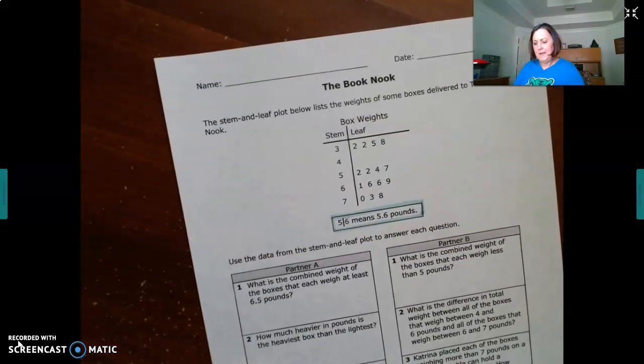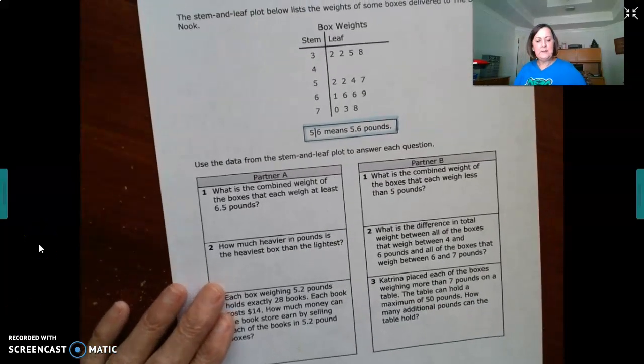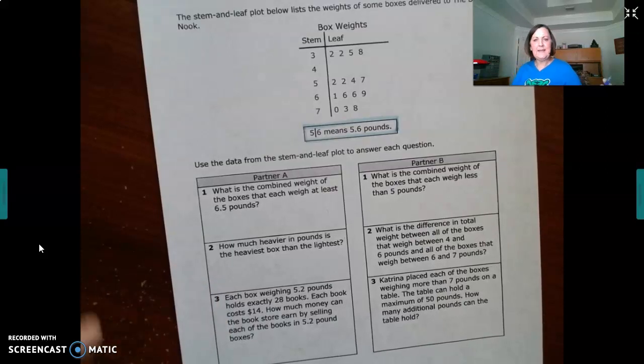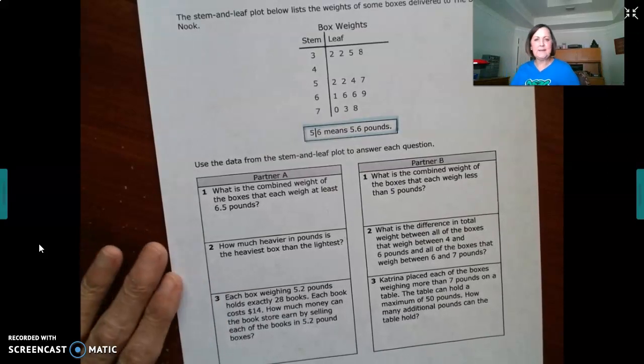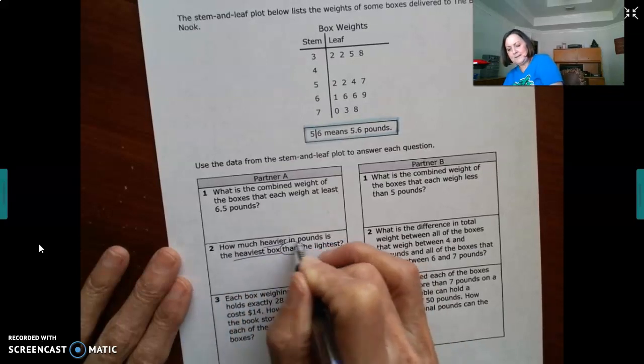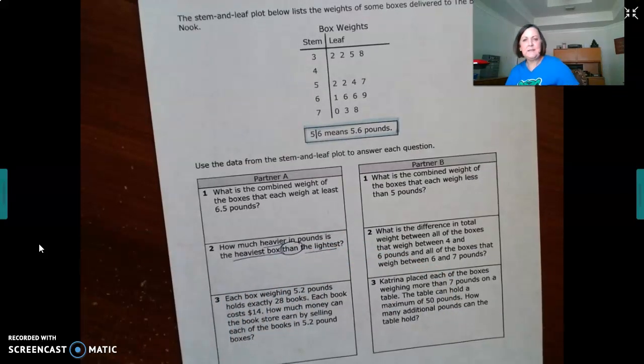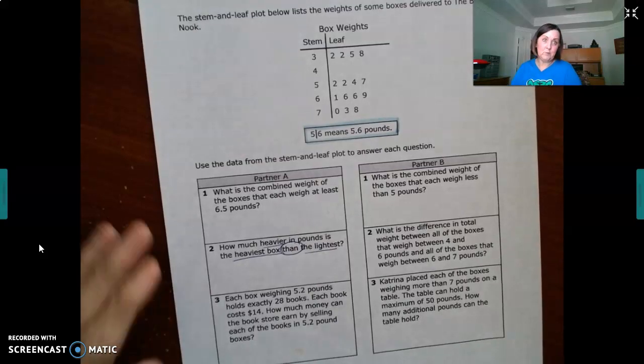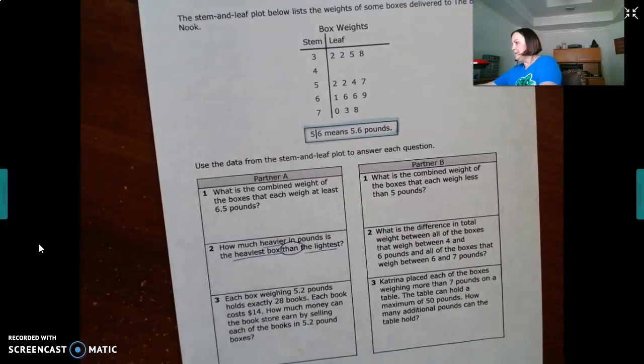The next question wants to know how much heavier in pounds is the heaviest box than the lightest. How much heavier is the heaviest box than, there's the word than. So what does that mean we're doing? We're comparing, and when we're comparing, what operation are we doing? Okay, so we're going to put that in our plan over here.